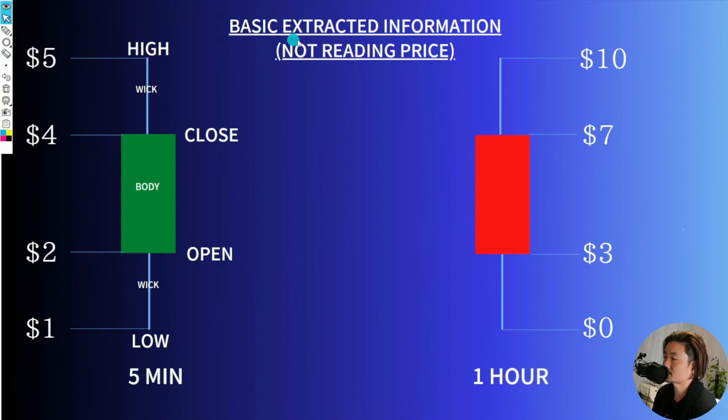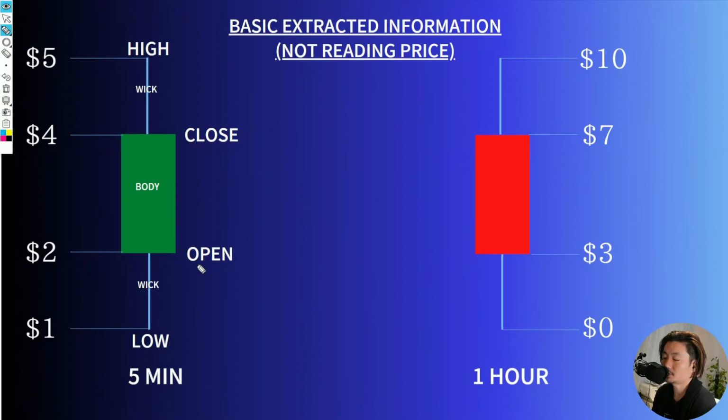Okay, so basic extracted information, not reading price. All right, so at this point, you want to remember when we're talking about the basic information that a candlestick can tell us, this is not considered reading price yet. In other words, the basic information provided by a candlestick does not tell us anything about the future long strength or the future short strength of a currency pair. All right, so let's go over some basic terminology.